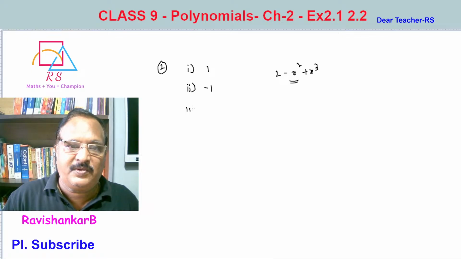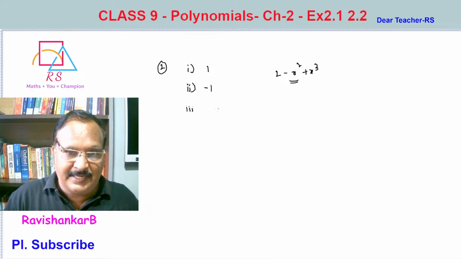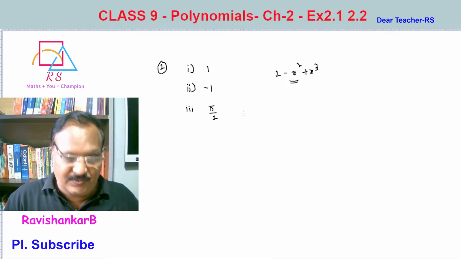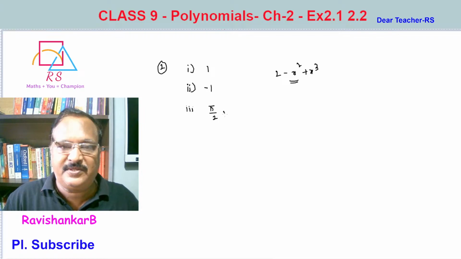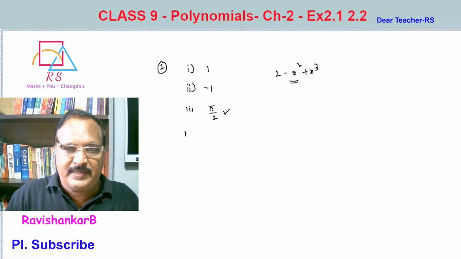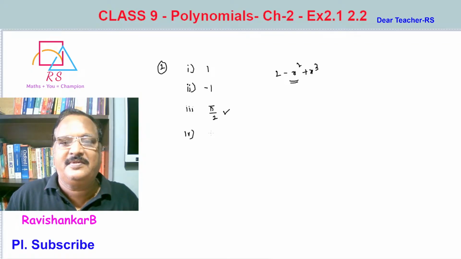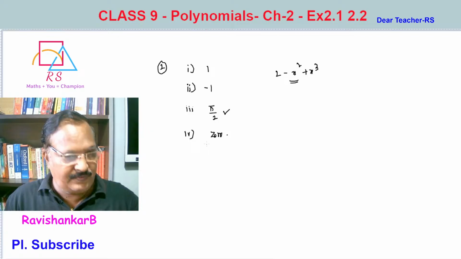Now question 3, bit 3: pi by 2 x square. The coefficient is pi by 2, since x square is getting multiplied by pi by 2. And the fourth bit: there is no x square term, so the coefficient of x square is 0.